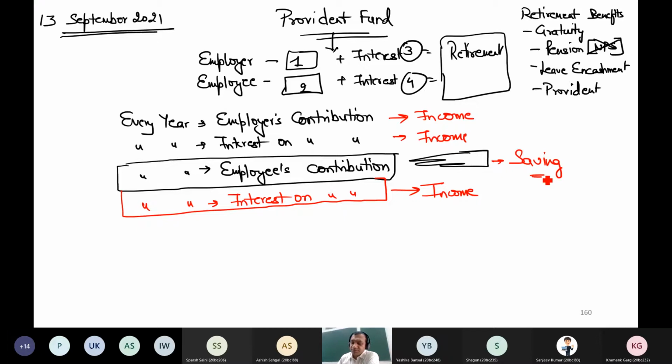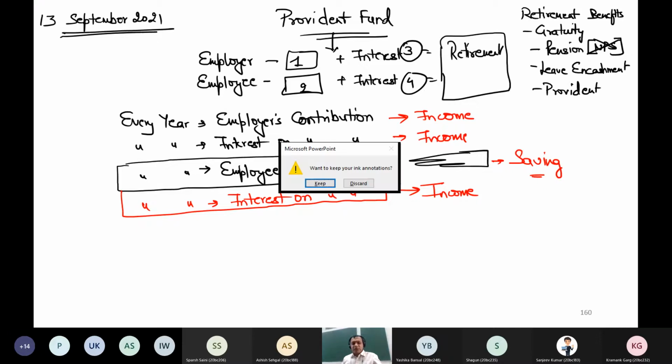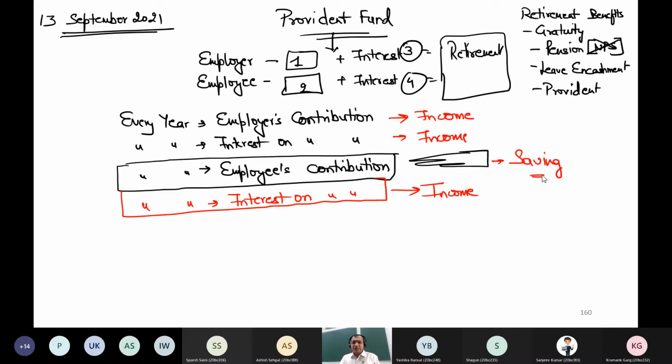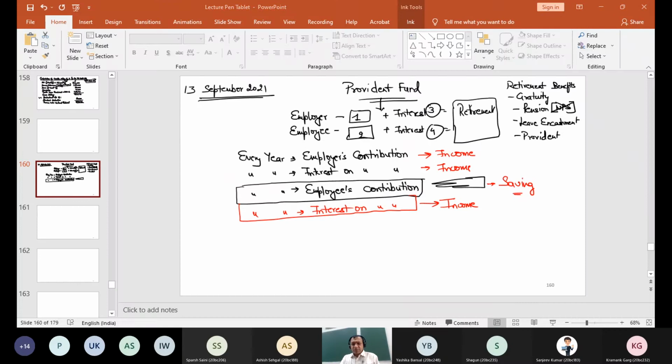This is the first point. Please raise your hand if you have understood this discussion. Whatever discussion I have been doing for the past 10 to 15 minutes, if this discussion is clear, please raise your hands.